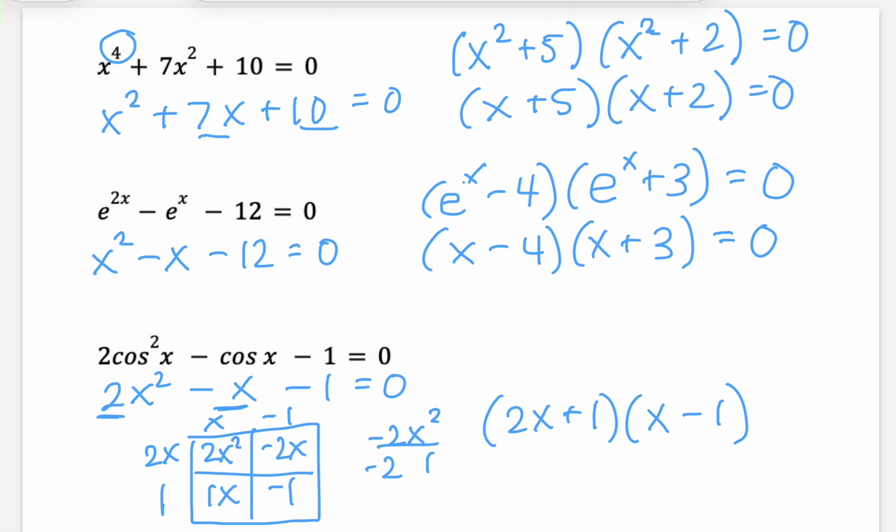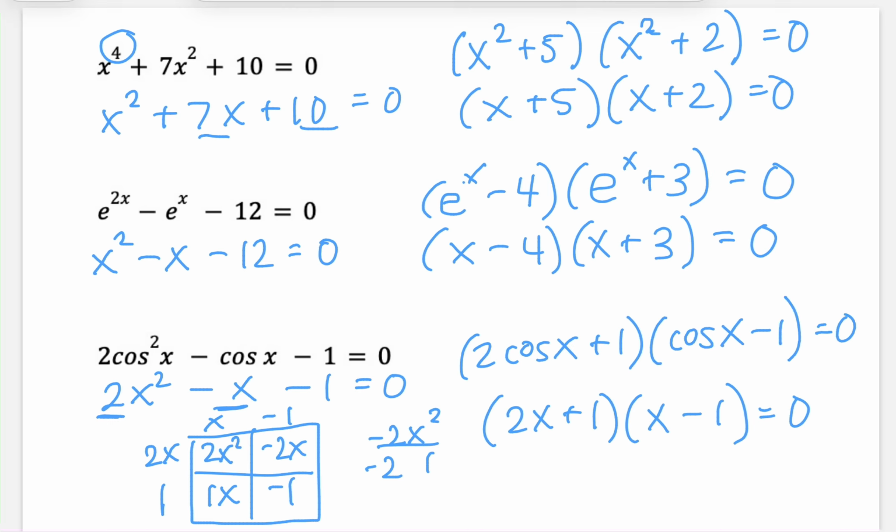So we did that factoring like a quadratic, but if we put the cosines back in, this would factor to 2 cosine of x plus 1 times cosine of x minus 1. Then again, we can set each of those factors equal to 0 and solve and find the angles that correspond.